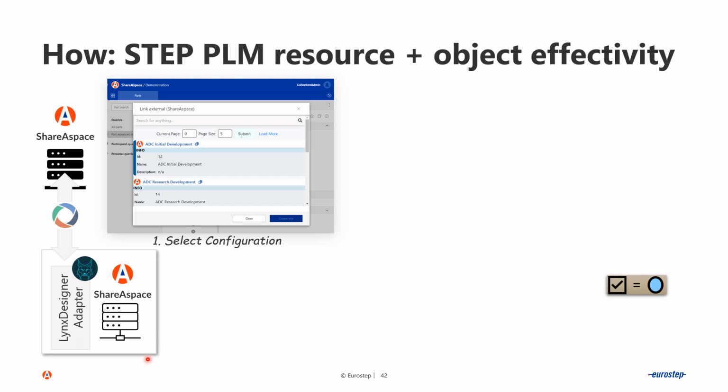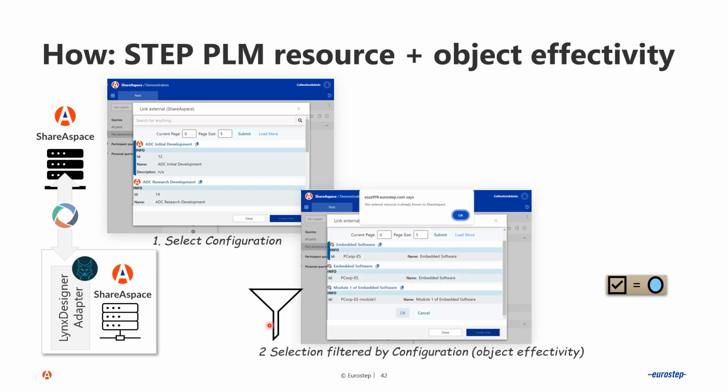So now we've got the OSLC adapter for ShareSpace and OSLC client, ShareSpace acting as an OSLC client. The first thing that you do in ShareSpace is to select the configuration. So this goes and asks the ShareSpace server for the configurations, and this is this icon here, which we will be storing in our external item.